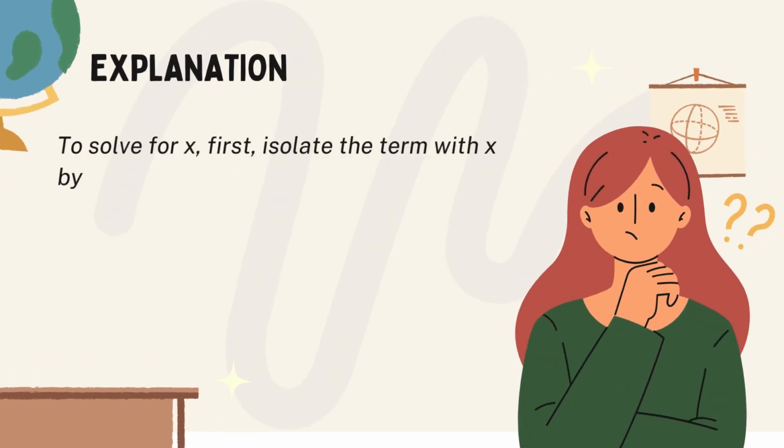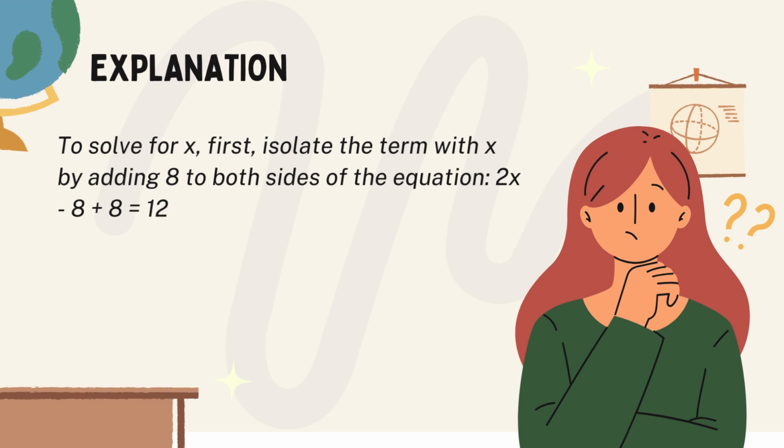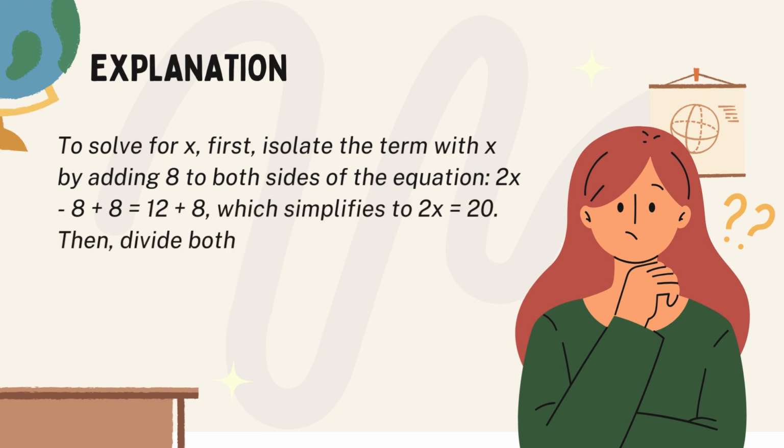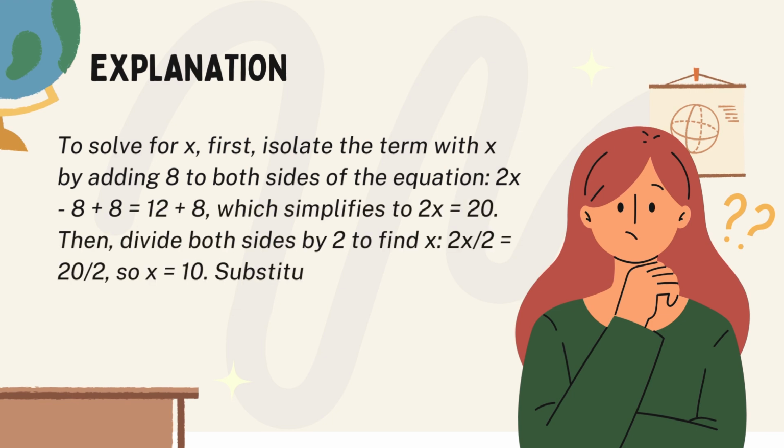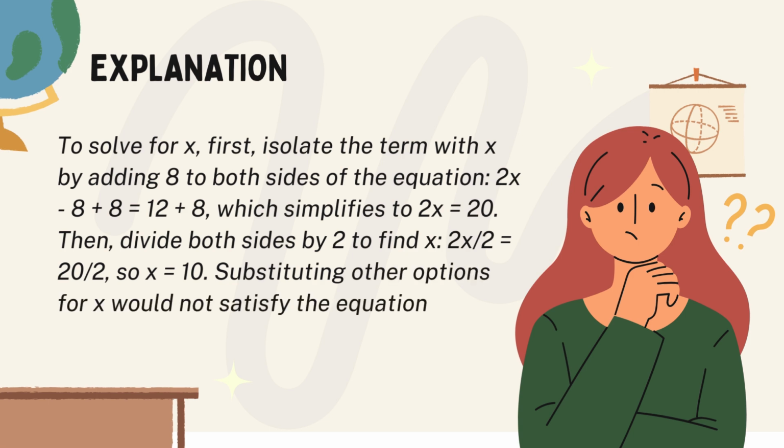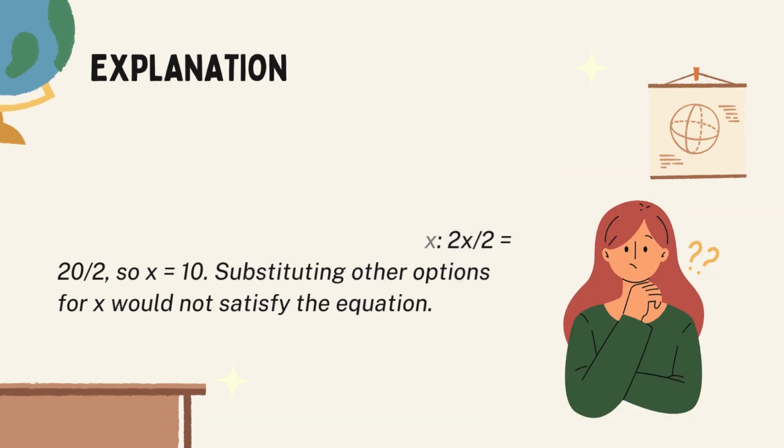Answer: C. 10. To solve for x, first isolate the term with x by adding 8 to both sides of the equation. 2x minus 8 plus 8 equals 12 plus 8, which simplifies to 2x equals 20. Then divide both sides by 2 to find x. 2x over 2 equals 20 over 2, so x equals 10. Substituting other options for x would not satisfy the equation.